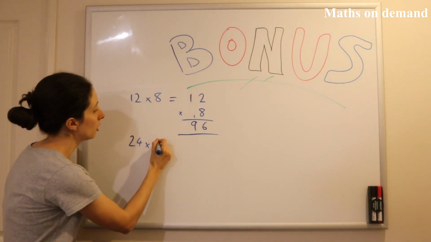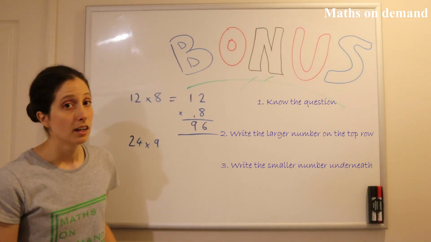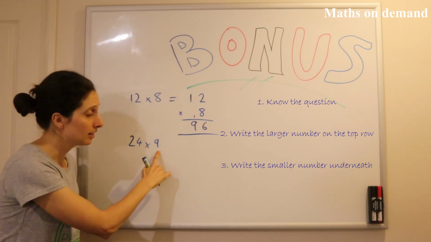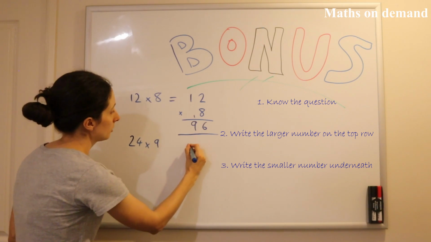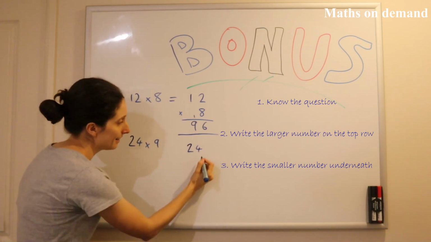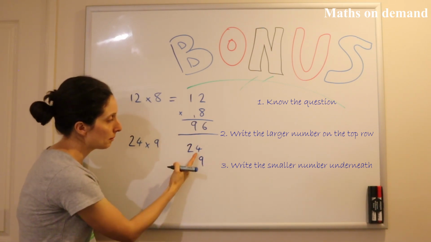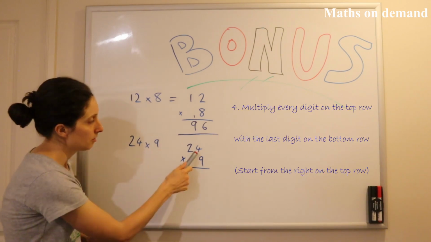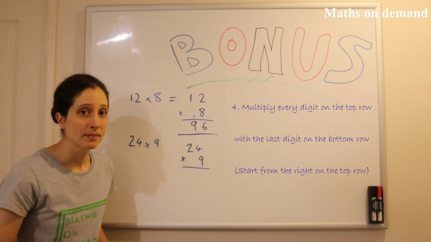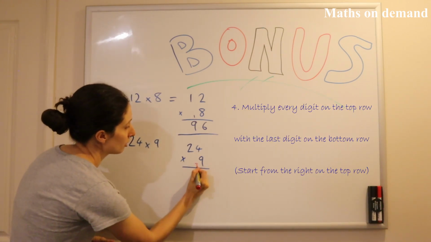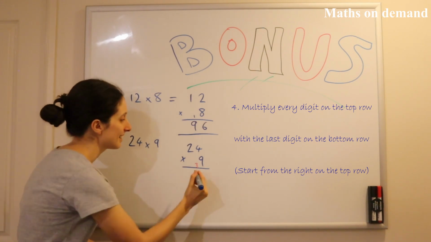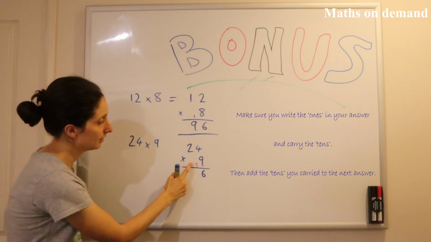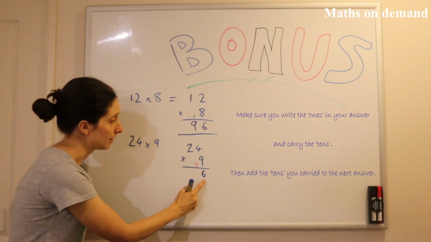Let's try another one. 24 times 9. Okay? Again, there's only one digit in our second number, so we're just going to have 24 on the top row and 9 on the bottom row. Remember, the 9 goes underneath the 4. 4 times 9 is 36. Okay, remember? Write the tens up here and the ones down there.